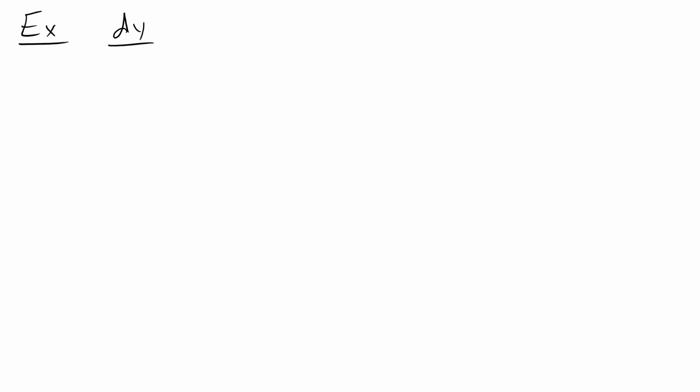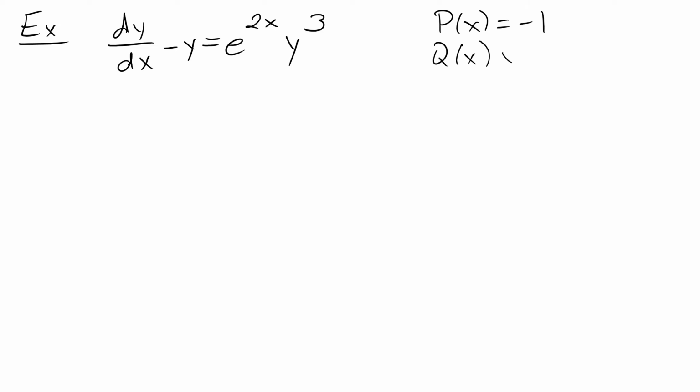So let's look at dy over dx minus y equals e to the 2x y cubed. And this one's nice. It's already in our linear form. So p of x is -1, and q of x is, oops, sorry, not y cubed. I do want q of x, but q of x is e to the 2x. n is 3, because I have y cubed.